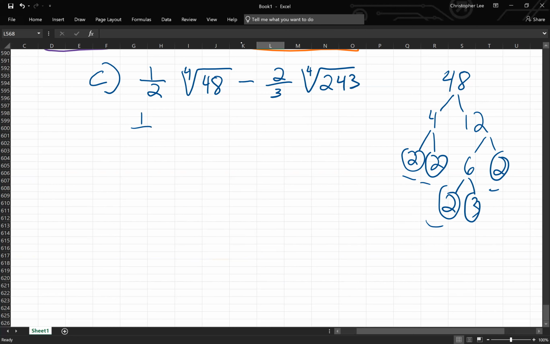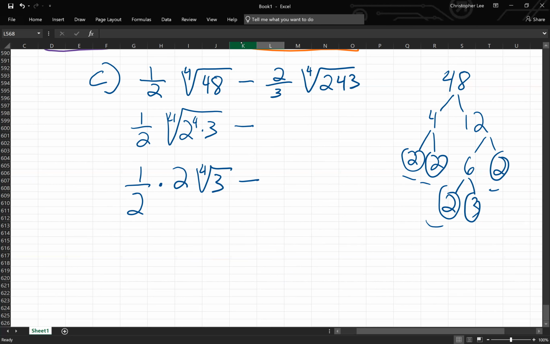So I know that I could rewrite this as the fourth root of 2 to the 4 power times 3, right? And then when I go a step further to simplify this, the fourth root of 2 to the 4 is just 2. And then we have the fourth root of 3 that's left over.